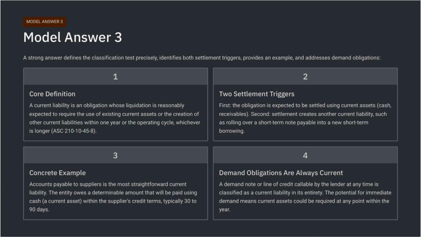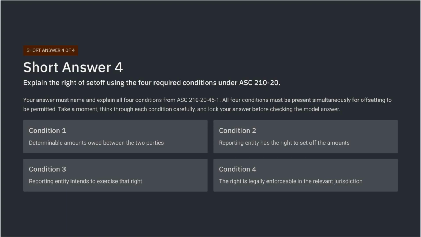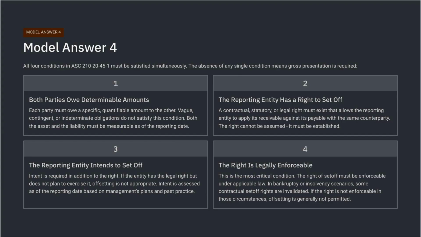Short answer 4 asks you to explain the right of setoff using the 4 required conditions under ASC 210-20. This is a very important offsetting question. Your answer must name and explain all 4 conditions, and the key point is that all 4 must be present at the same time. Think like an examiner. A partial answer is not enough here. Build your answer around determinable amounts, right to set off, intent to set off, and legal enforceability. A complete answer should explain all 4 conditions clearly.